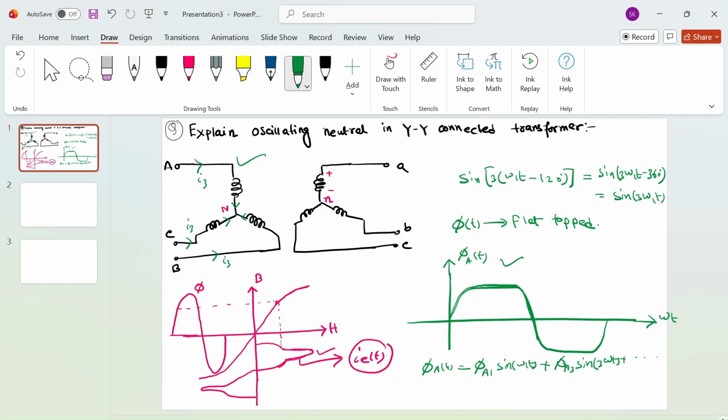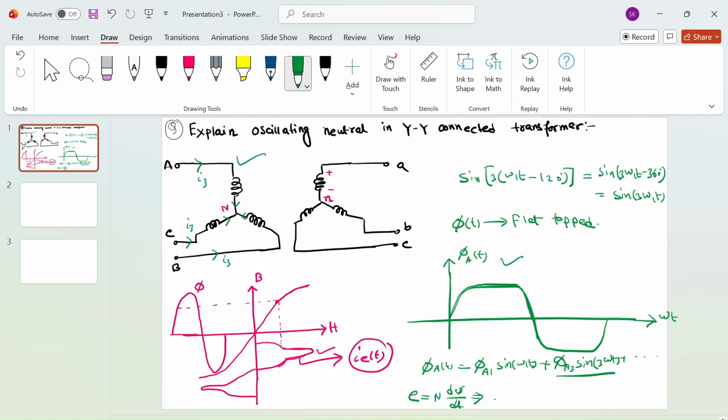So I'm just assuming only up to third harmonic quantity. I'm not even considering the fifth, seventh or higher. Because we know the induced EMF can be written as E equals N d phi by dt. From this formula, you can see the voltage that will get induced across the coil, or per phase, will also contain harmonics.